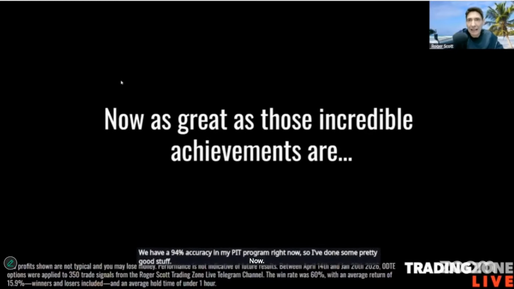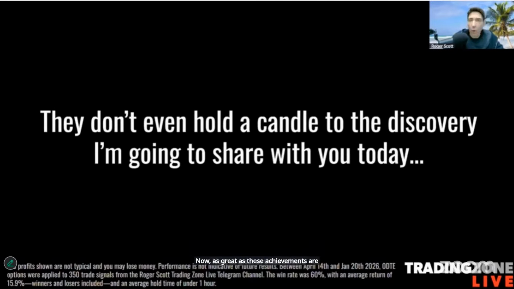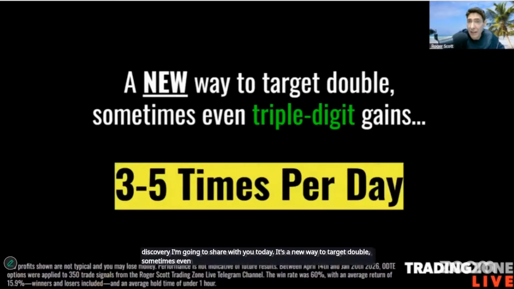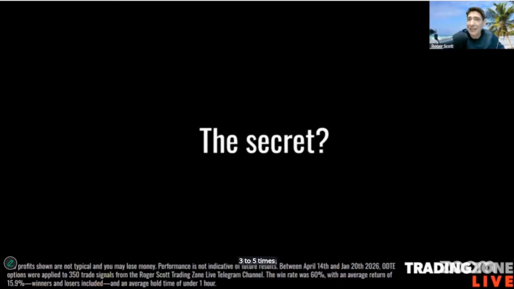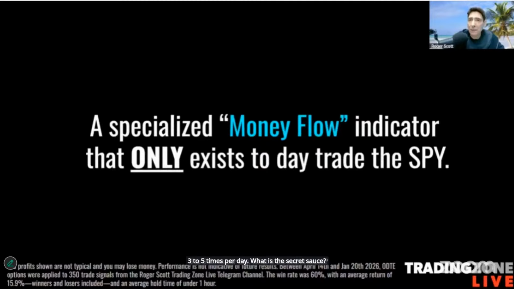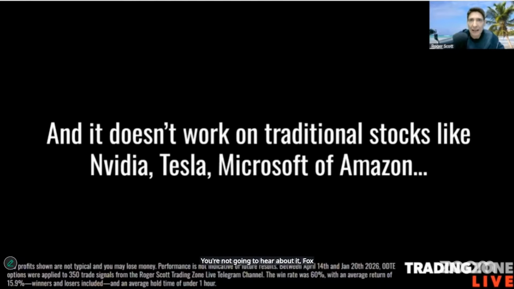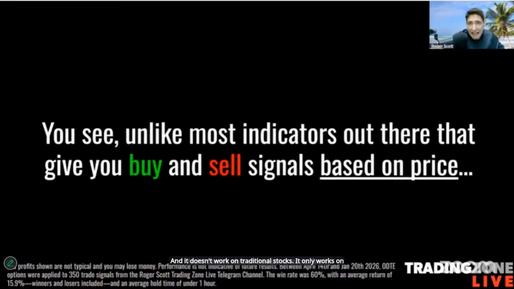Now, as great as these achievements are, they don't hold a candle to the discovery I'm going to share with you today. It's a new way to target double, sometimes even triple-digit gains, 3 to 5 times per day. What is the secret sauce? A money flow indicator that only exists to day trade the SPY. You're not going to hear about it on Fox or CNBC, and it doesn't work on traditional stocks. It only works on the main index, okay?